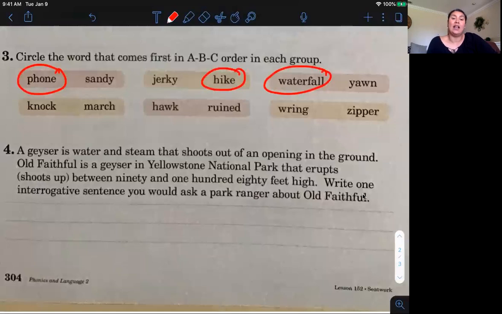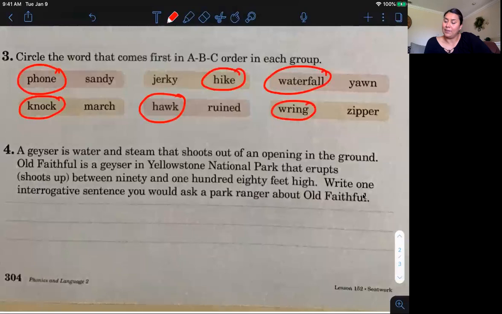J, K, L, M, N, O, P. What did I say first? K in knock. So knock would be first. Hawk or ruined, which one would come first? Hawk, very good. The H comes first before the R when you're singing your alphabet. Ring or zipper? Well, Z, we know, is the ultimate last letter in the alphabet, so it's not going to be Z. It's going to be W.